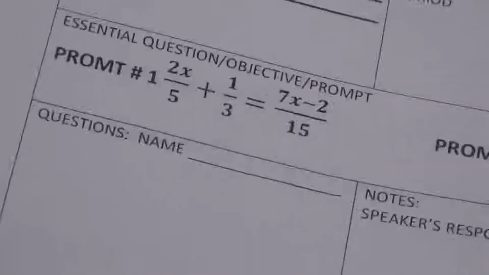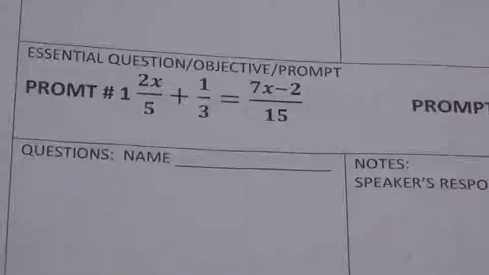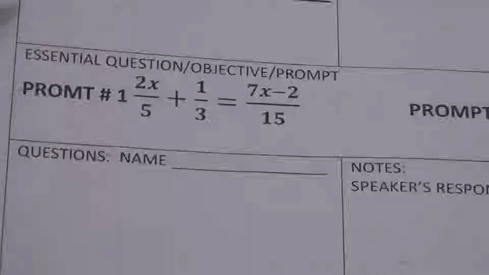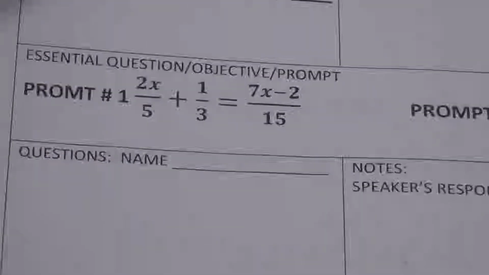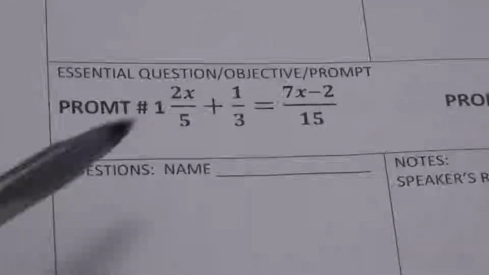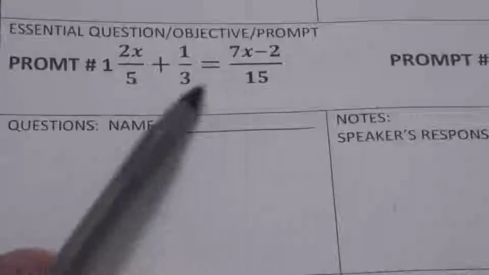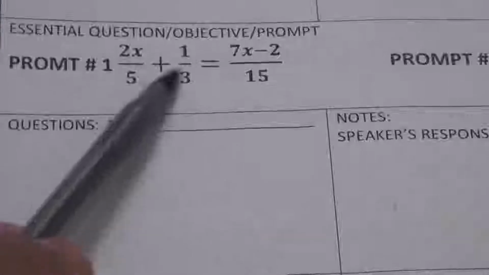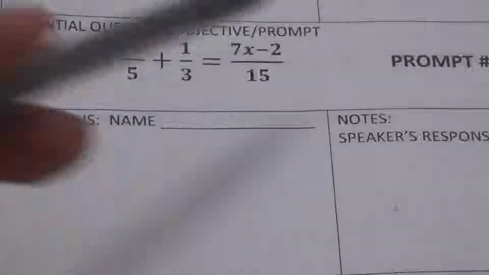Alright, here we go again. So this is basically for my students, the Socratic academic discourse. Write down the names of the people in your group, and start asking questions to the speaker to see how you tackle this problem. What do you see? You see fractions. Is there a way to solve it? How would you do it?